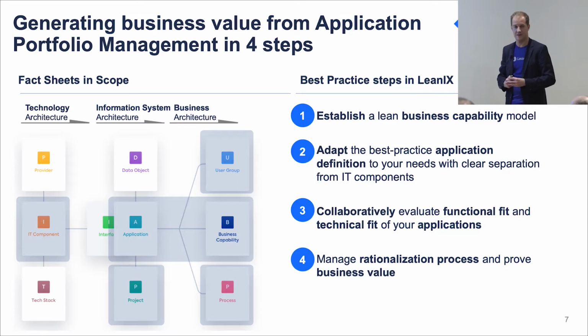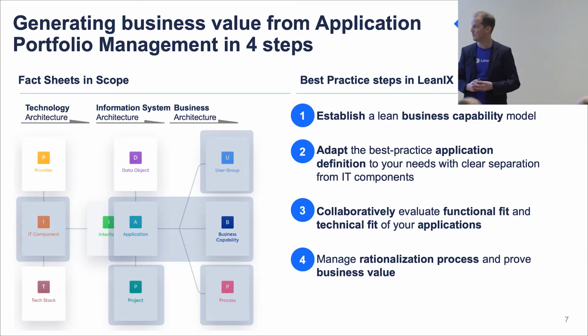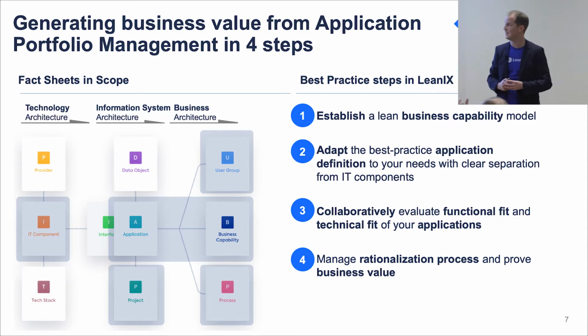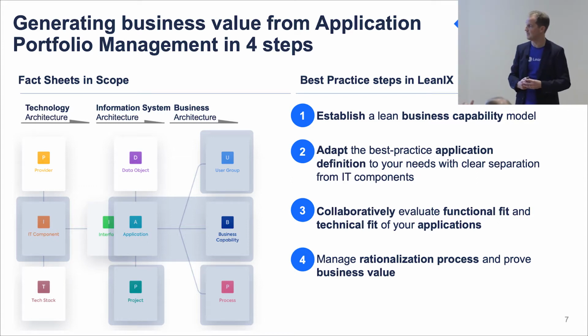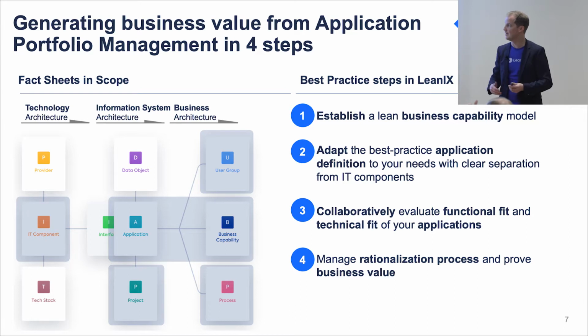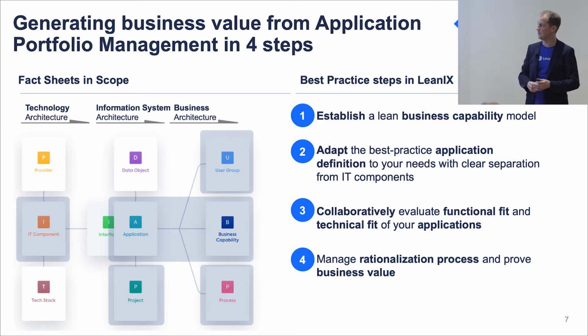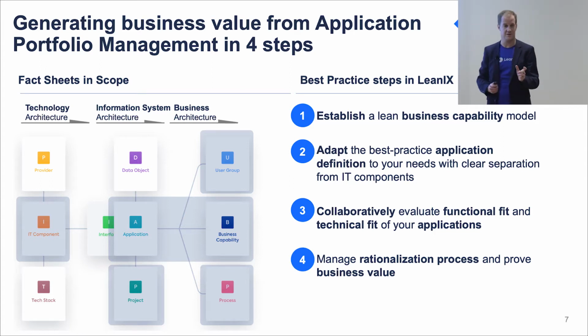So what I'll do today is guide you through 4 steps to set up your application portfolio. And probably most of you know our data model. What I will focus on most is the fact sheet types, applications, and business capabilities. That's the very first step of getting your application portfolio right. Putting that in relation to user groups, but also having a clear differentiation to the IT components. I'll go a bit into that.